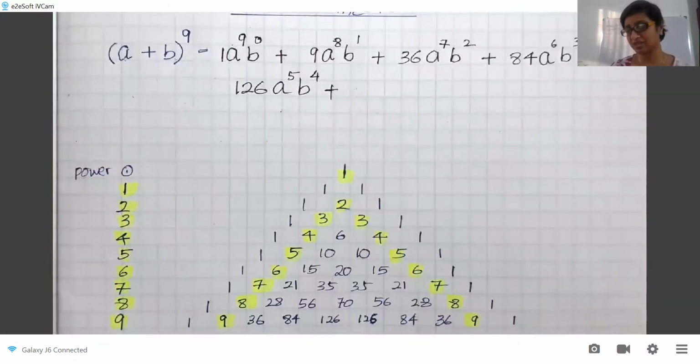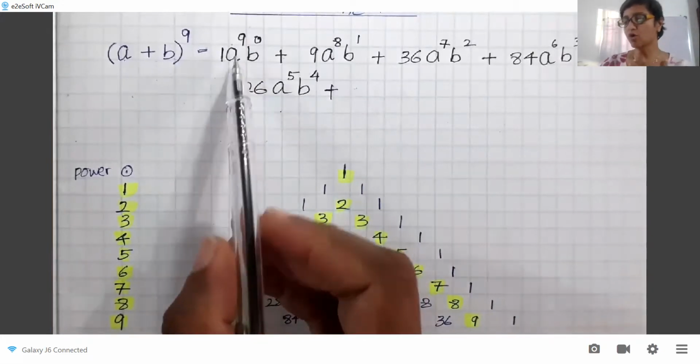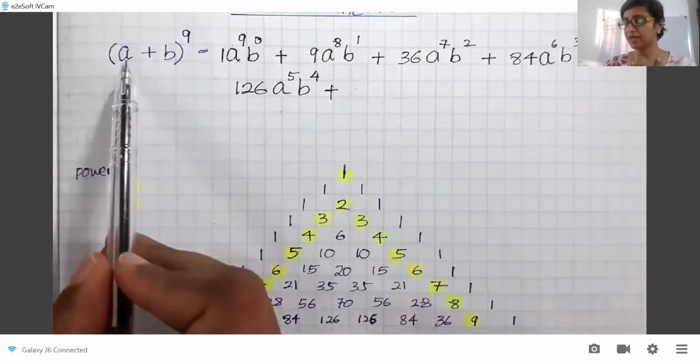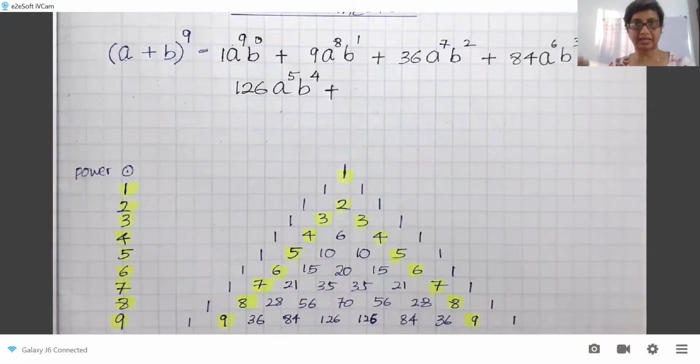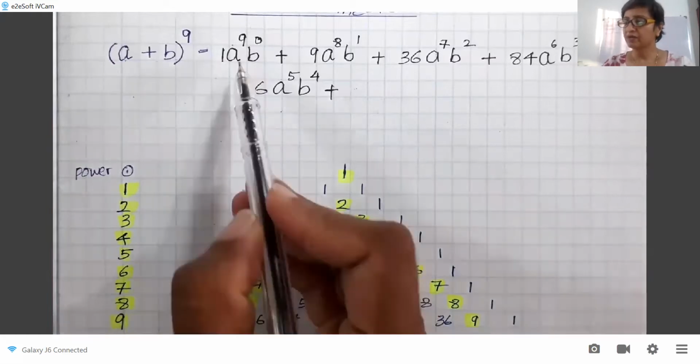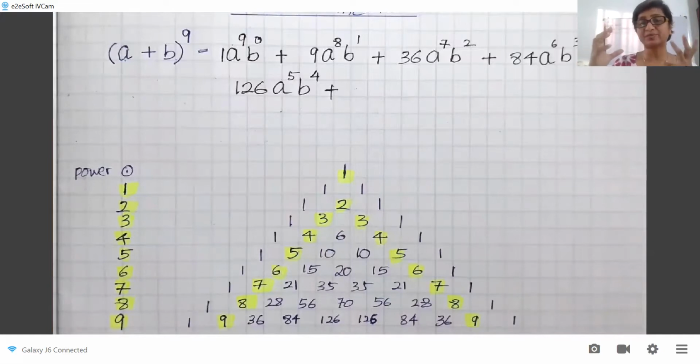Now, let me ask you something. Would it make a difference if I... Now, how do I know? Now, you know that this A plus B could have been written as B plus A. How do I know which thing out of the two I start with the highest power and which thing I start with the lowest power?